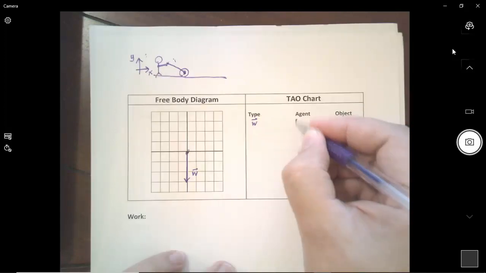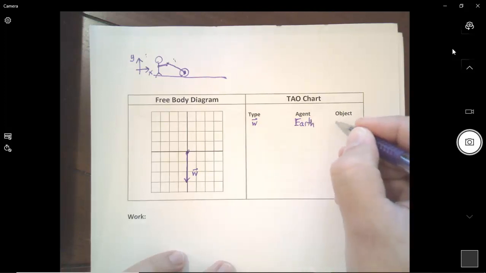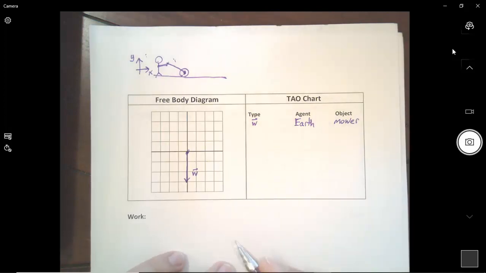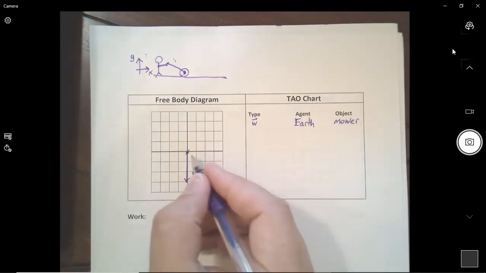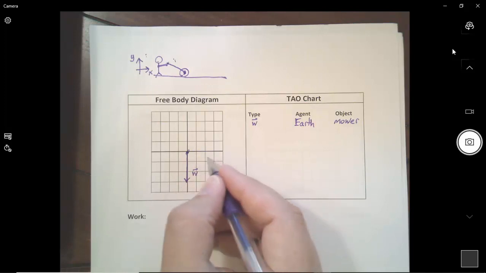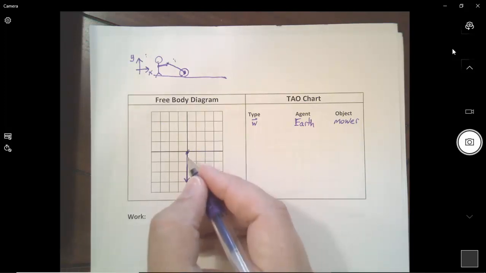The agent of weight is always Earth. And of course, the object is the lawnmower. I'll just write mower since it's a little shorter. What's the next force? Well, Gemma is pushing on the lawnmower, and she's pushing mostly to the right and a little bit down. So we'll draw an applied force in that direction.